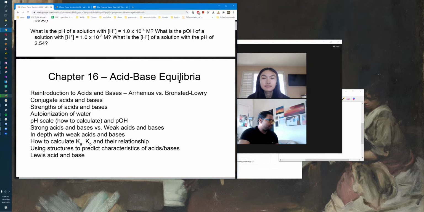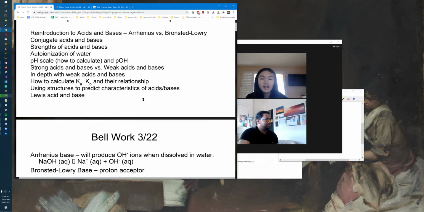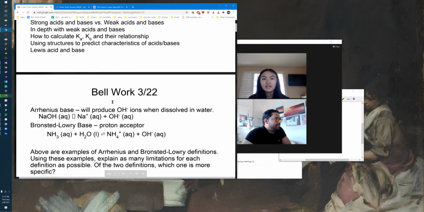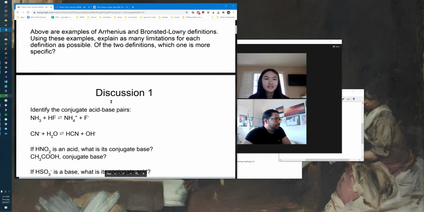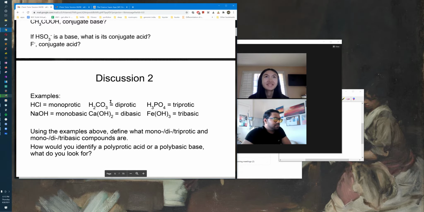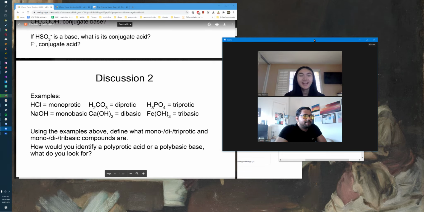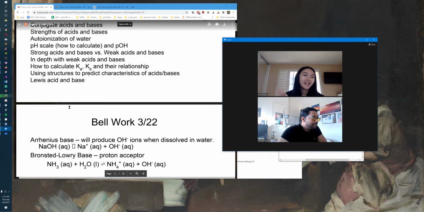All right, what's the difference between a strong acid and a weak acid? A strong acid is basically anything that dissociates or ionizes like 100%, and then everything else under 100% is weak. Perfect. What's capital K A and K B? Well, the A is the acid, the B is the base.